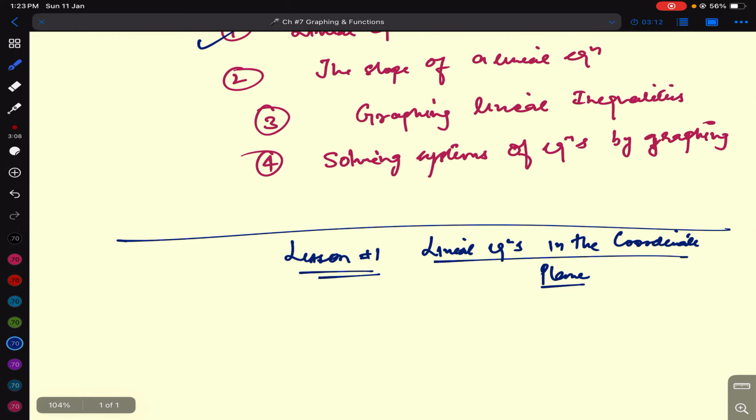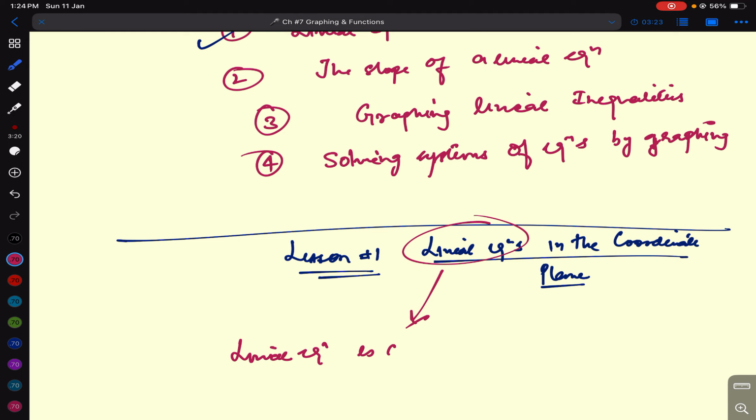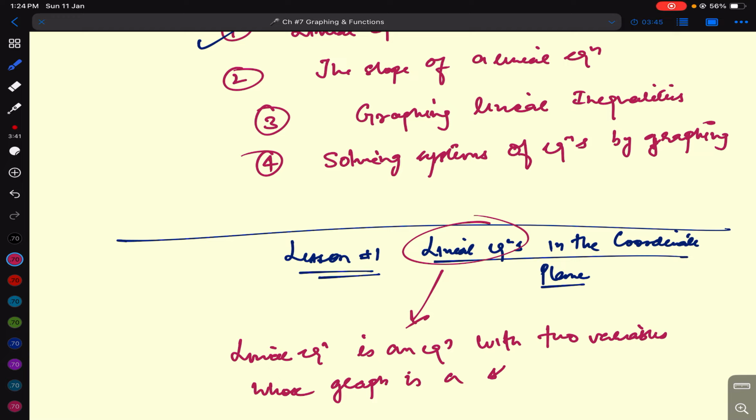Now starting with lesson number 1. Here, we have a term called linear equation. So what is a linear equation? A linear equation is basically an equation. You're already familiar with what an equation is, so I'm not explaining that again. Here, a linear equation is an equation with 2 variables whose graph is a straight line.